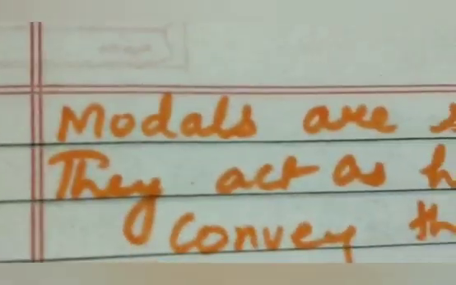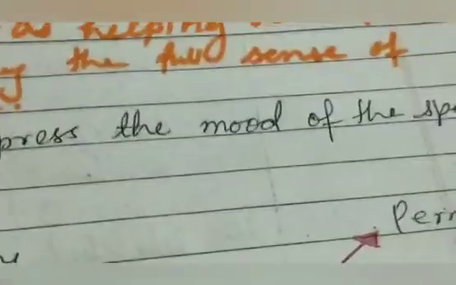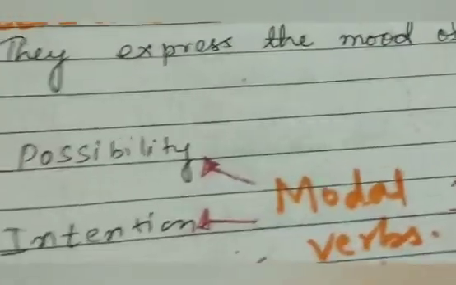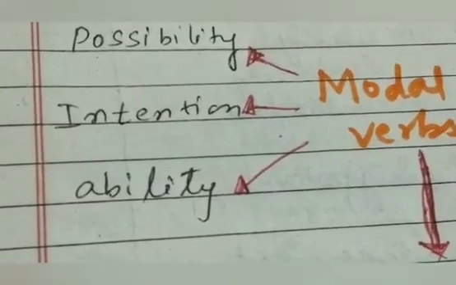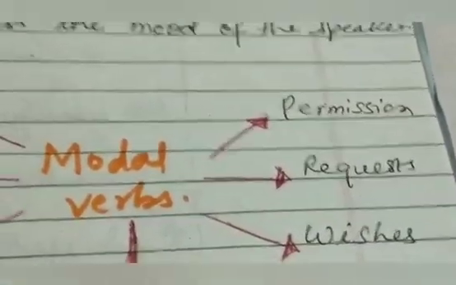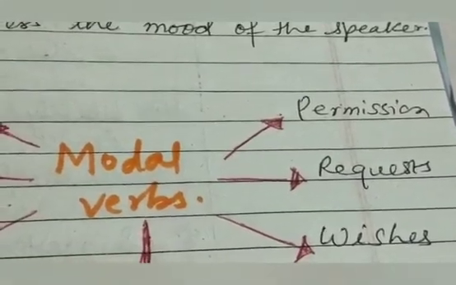These are called modals. Modals are a special set of verbs. They act as helping verbs to convey the full sense of the sentence. They express the mood of the speaker. That means they express possibility, intention, ability, suggestions, wishes, requests and permissions.